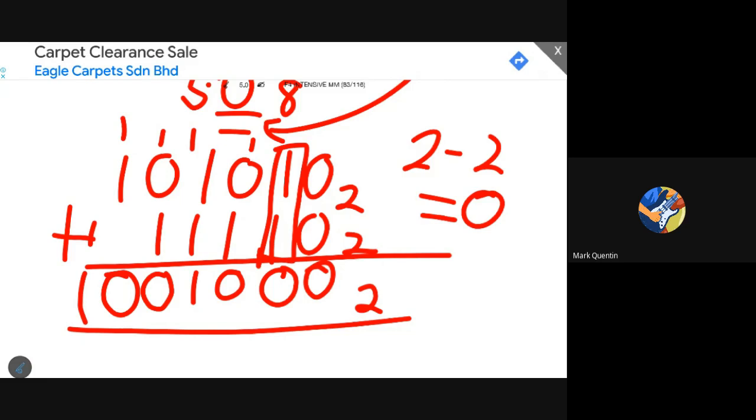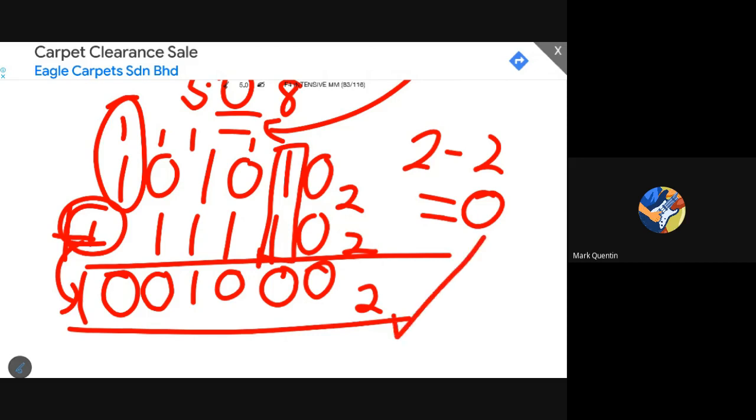Make sure this one you have to carry over here, because the total here is already 2. So you must take 2 minus 2, become 0. Then you carry an extra number. Okay guys, can you understand? Can you follow how I did this example?